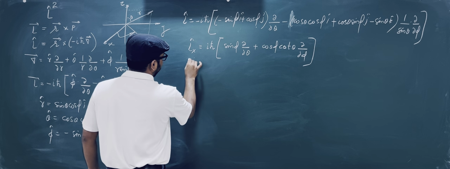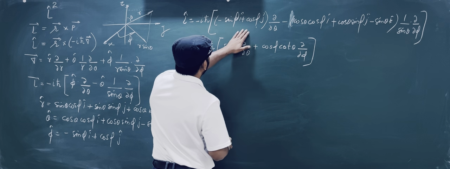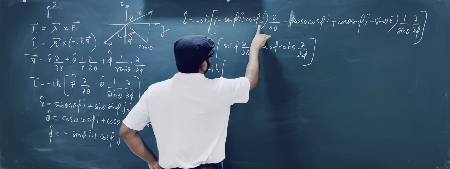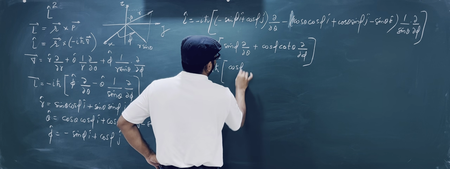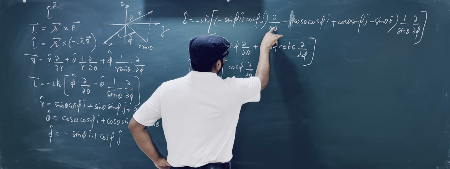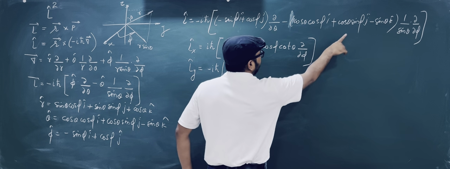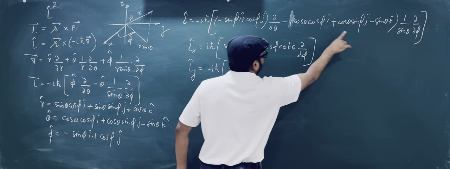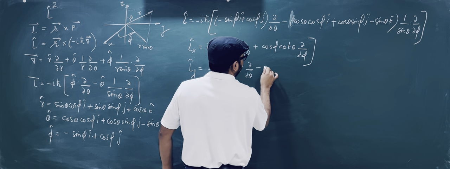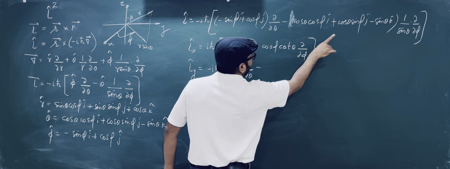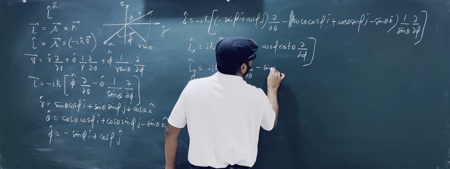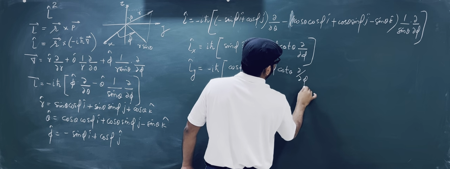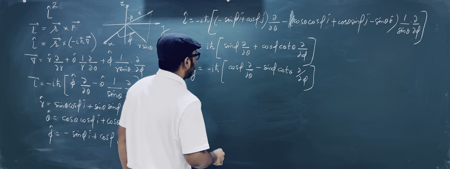Then we take the j component. Writing it as minus i h-bar times: the first term is cos phi ∂/∂theta, and from here we get cos theta sin phi over sin theta, so minus sin phi, and again cos over sin is cot theta, ∂/∂phi. This is the y term.